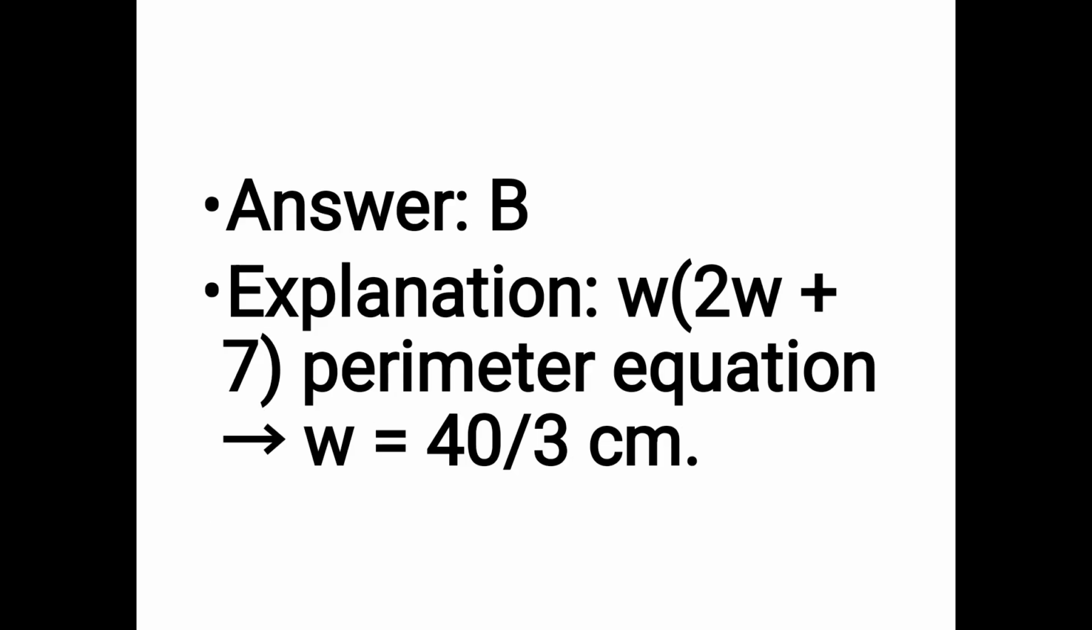Answer B. Explanation: 2(2 × width + width + 7) = perimeter equation. Width = 14 over 3 centimeters.